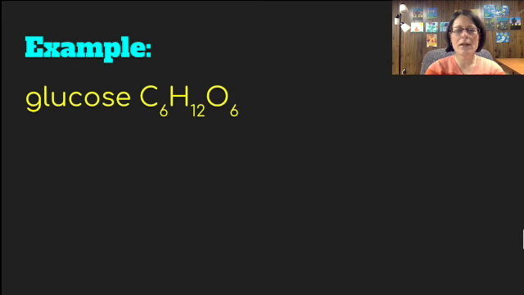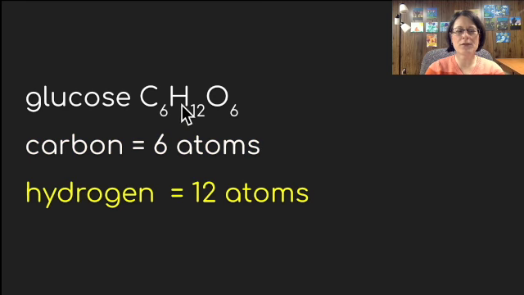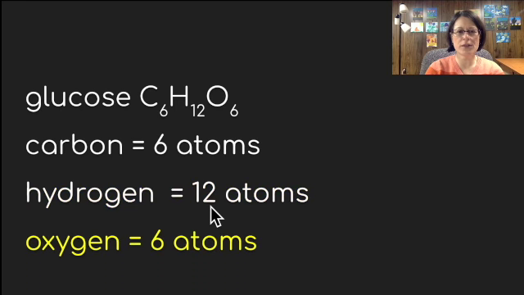So, an example is glucose, and its molecular formula is written as C6H12O6. Notice we have the element symbols, and then the quantities are listed after the element symbols as subscripts. These are smaller numbers below the symbols. So, the 6 after the C tells us that there are 6 atoms of carbon in this molecule. The 12 after the H tells us that there are 12 atoms of hydrogen. And the 6 after the O tells us that there are 6 atoms of oxygen.